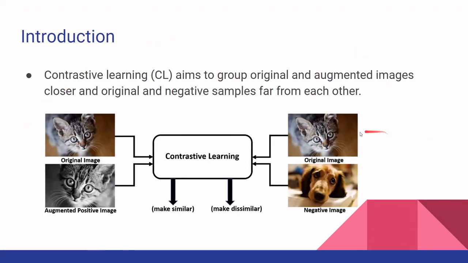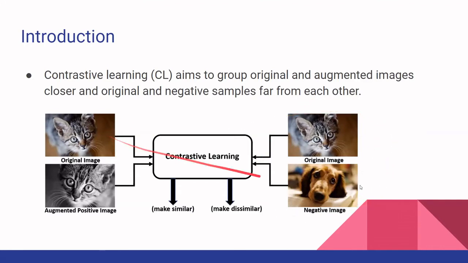In addition to the anchor or original image, we take another image very different from the image. This image might be randomly drawn from the data set as well. And this would form the negative image. And together these would form a negative pair. And then the contrastive learning algorithm attempts to group the images in a positive pair closer together, and it attempts to separate the images in a negative pair further apart.